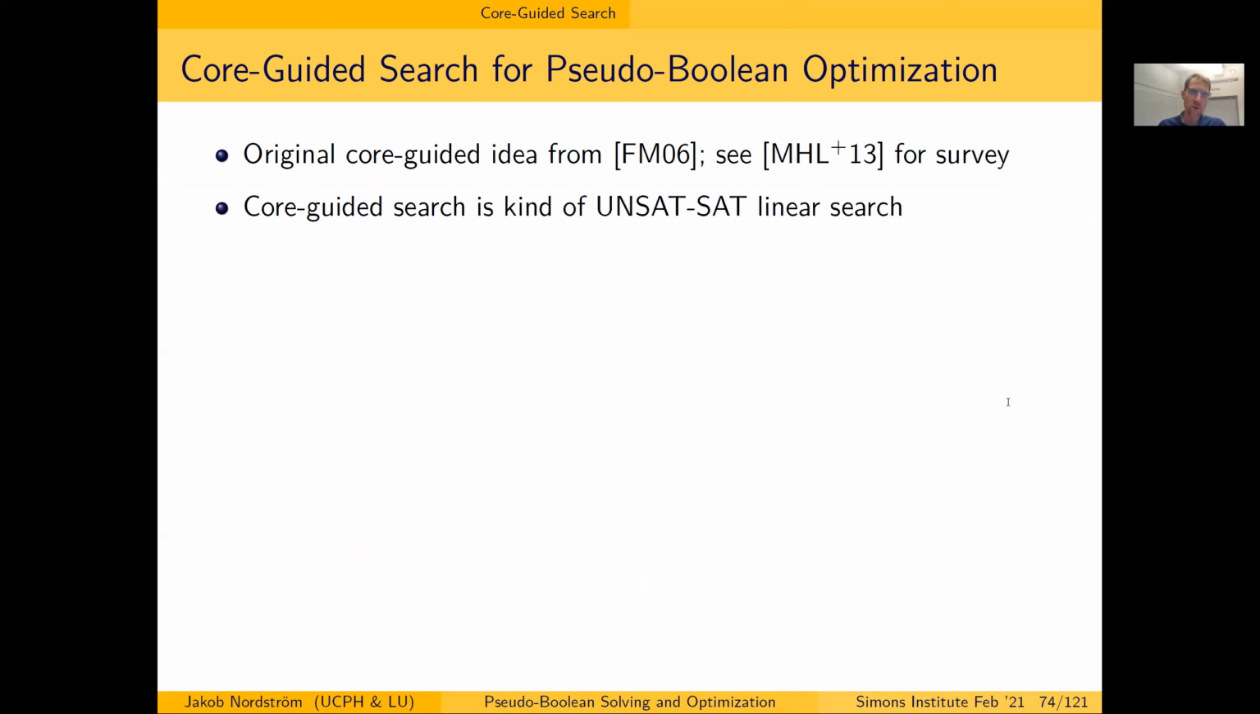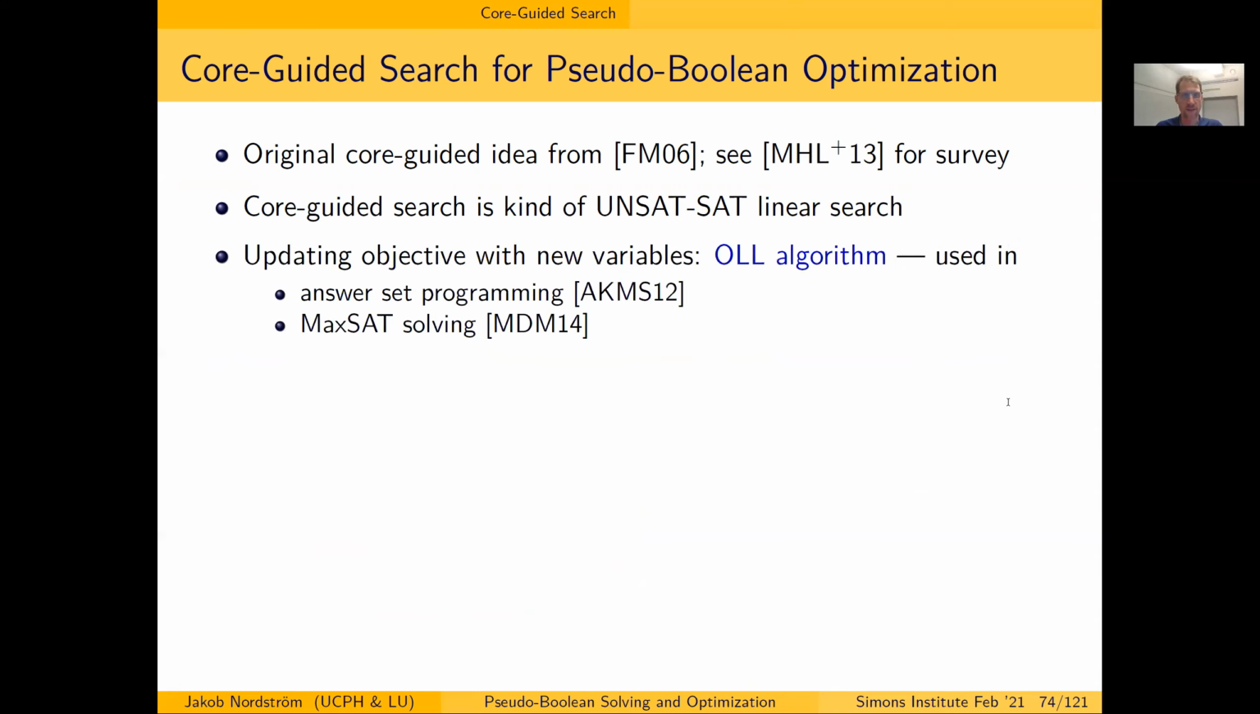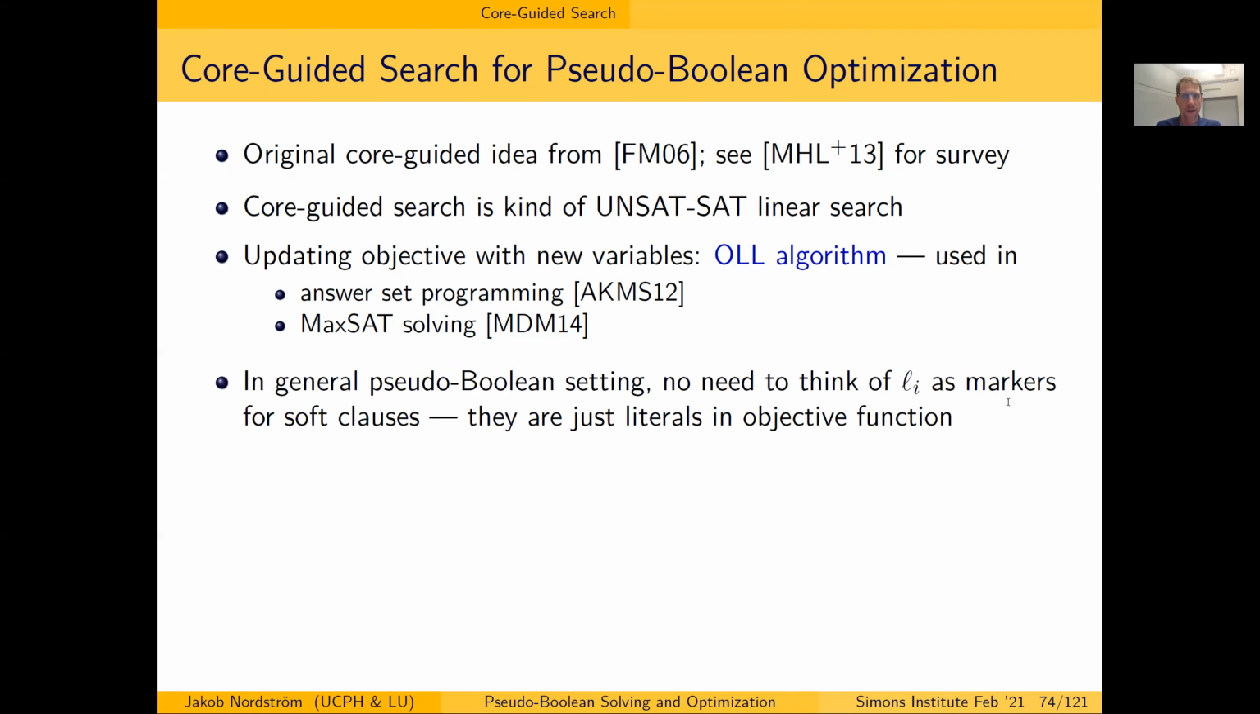And you can view core-guided search. It's again a linear search, but it's not sat-unsat. It's coming from the unsat side and moving towards the sat side. And this idea of introducing these new variables to keep track of how much of the core is violated has been used in answer set programming and in max-sat solving.